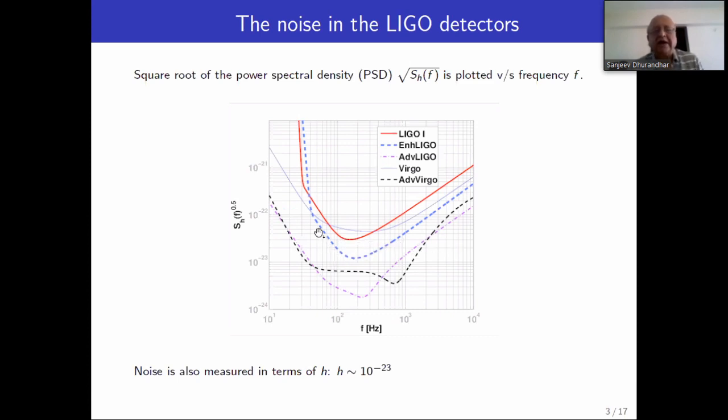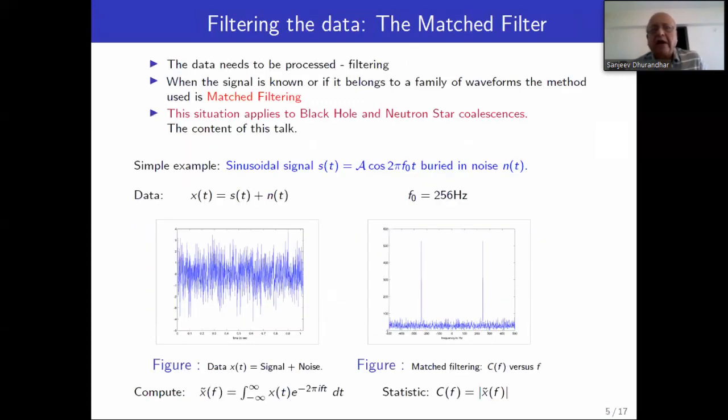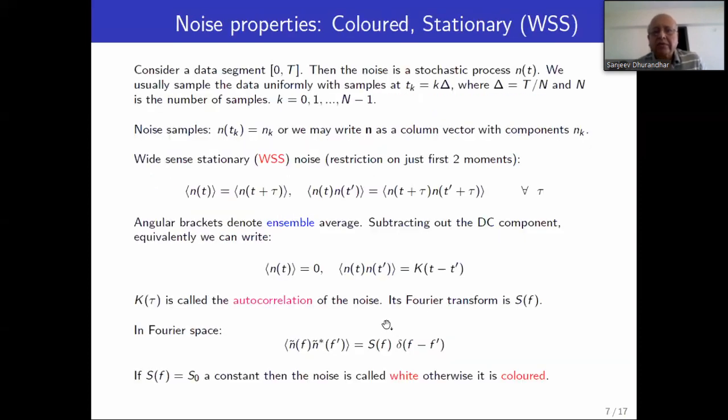So the current detectors have the square root of S of f equal to something like 10 to the minus 22 or 10 to the minus 23. If S of f is a constant, then that noise is called white. That's an idealization. It normally never happens because your detector always has a finite range or a finite bandwidth. So S of f being white noise is simply an idealization, and you can consider it to be white in a certain bandwidth.